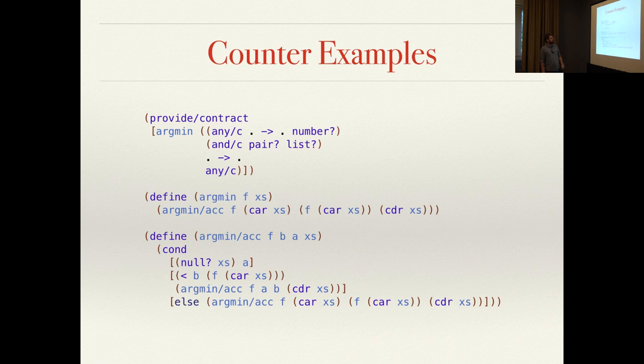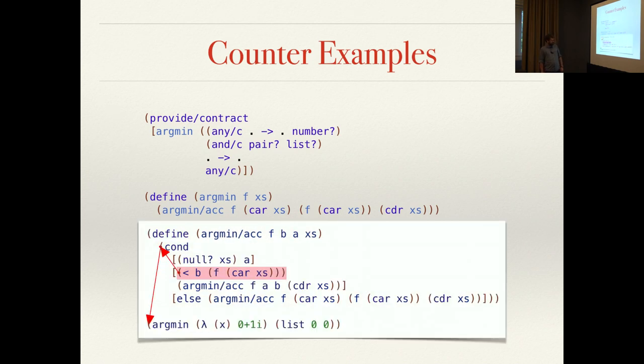And like I said, we're able to generate counterexamples. So here's that argmin function I showed, and it will synthesize a program like this that will cause a crash to happen. And I think there's a couple interesting things going on here. One is it generates functions for you. And two, the counterexample here is not obvious.